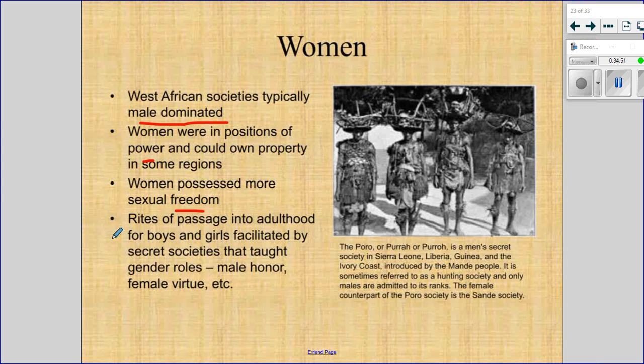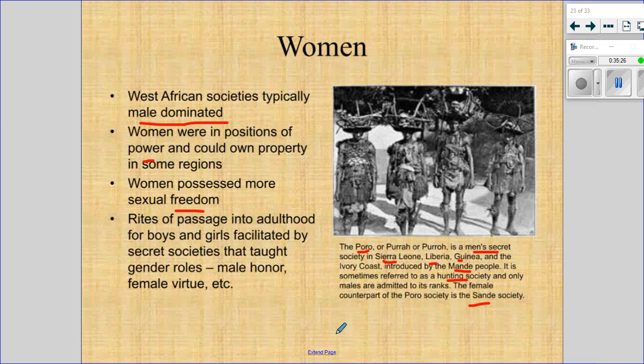So, for example, the Poro is a men's secret society in Sierra Leone, Liberia, Guinea, and the Ivory Coast, which was under the Mande people. It's sometimes referred to as a hunting society. Only males were admitted into its ranks. There was a female counterpart to Poro known as the Sandy Society, where basically they said, okay, you're a girl, you're about to be a woman, this is what's expected of you. And so they would basically just directly teach these gender roles.